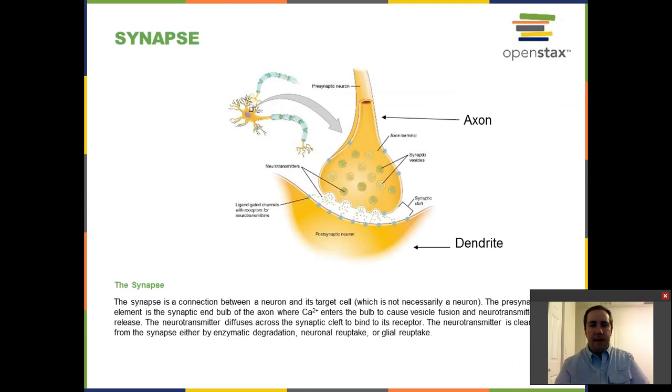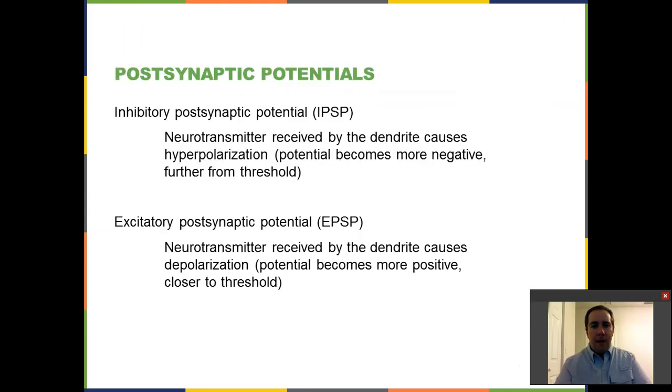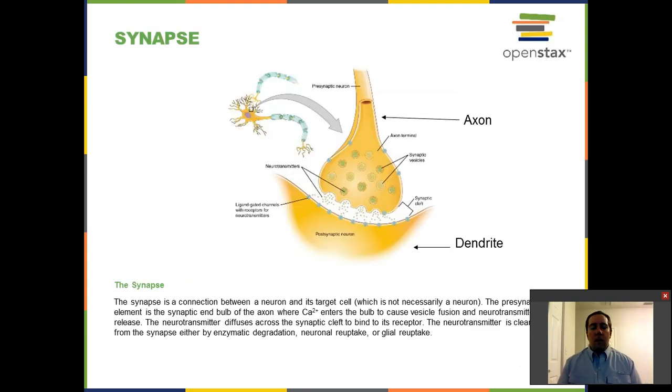So that was our synapse. When we look at a synapse, the neuron that is at the beginning of the synapse, we call the presynaptic neuron. The neuron that receives the signal from the presynaptic neuron is called the postsynaptic neuron. Post is after, right? And pre is before.